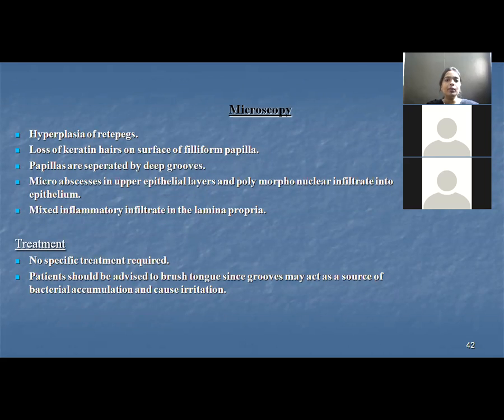Then what is the treatment plan for your fissured tongue? No treatment is necessary, but if bacterial accumulation is there, then the patient should be advised to brush the tongue, since the groove may act as a site of bacterial accumulation and cause irritation of the tongue.